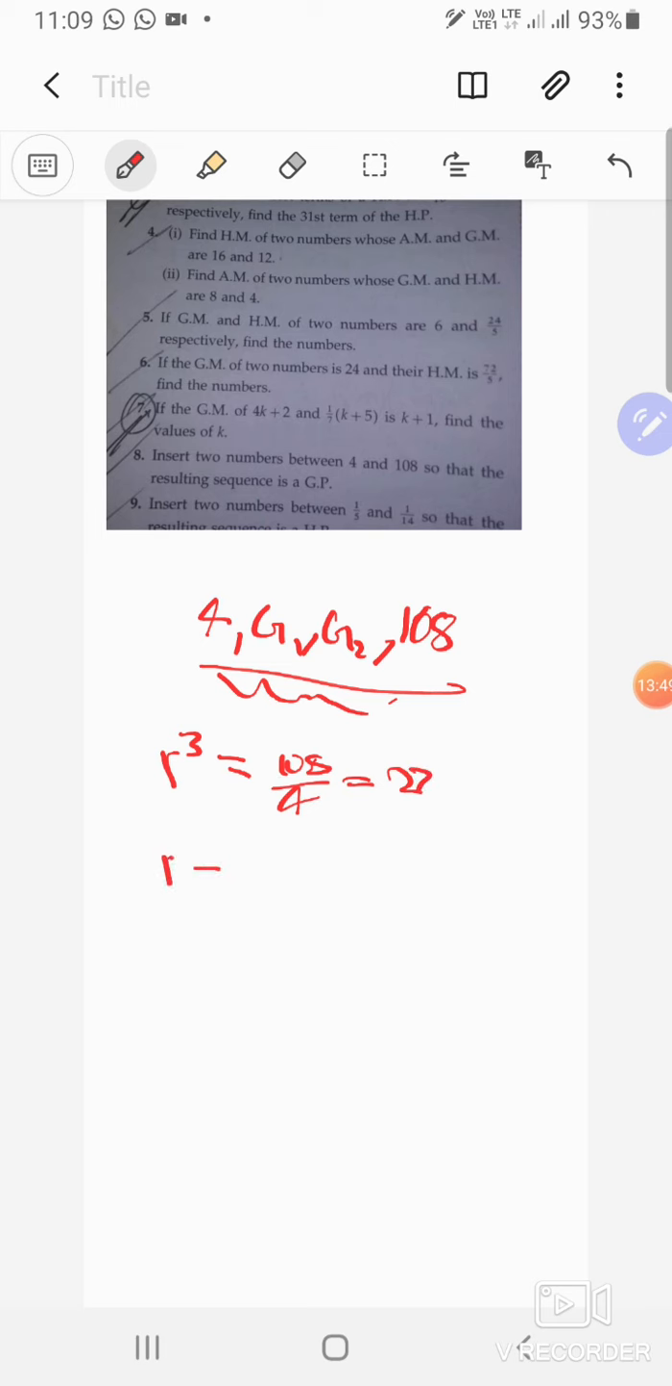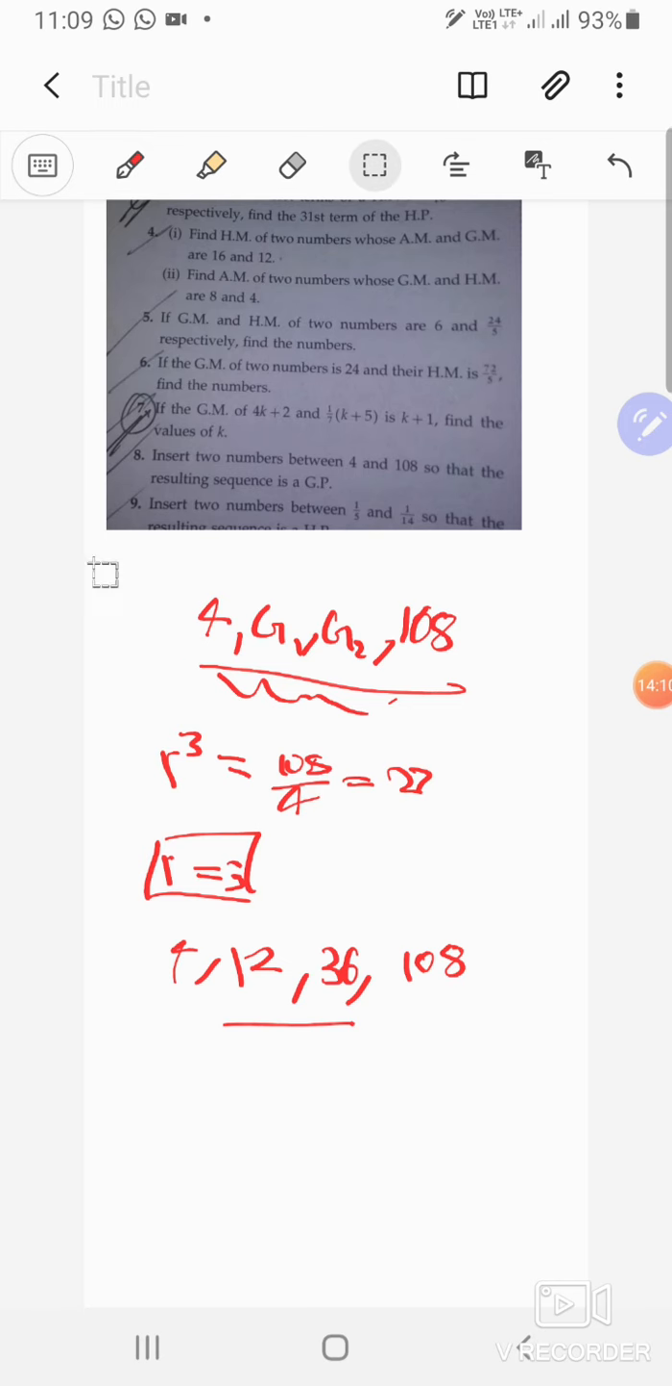So pretty obvious that r is supposed to be equal to 3. So this is going to be 4, then 12, then 36, and then 108. Wait, 108? Yes, it should be like that. So 9, and then yeah, 108. That's it. These are those two numbers, 12 and 36.